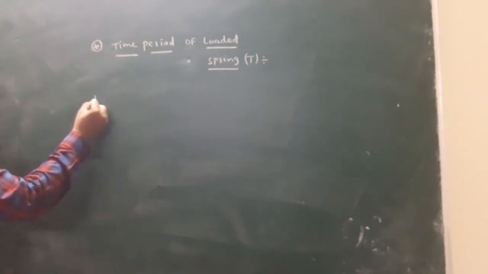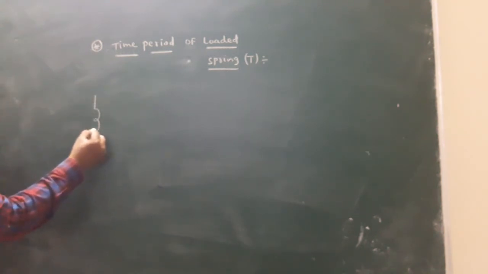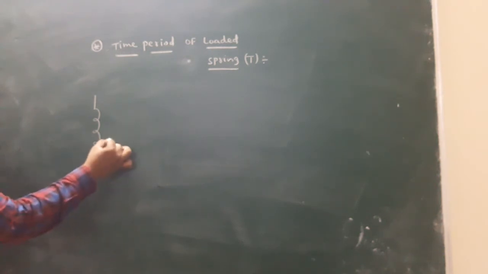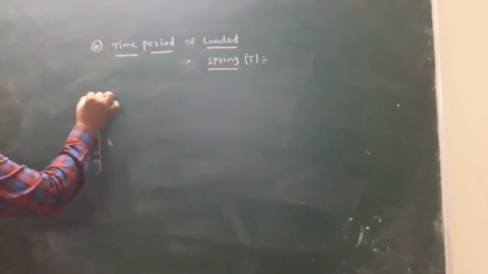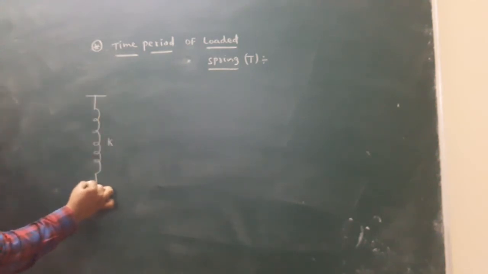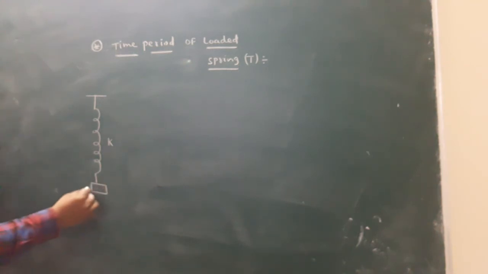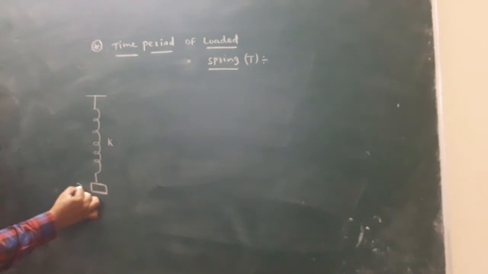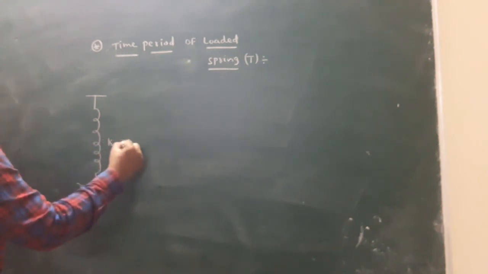Here is the spring. Please listen to the concept. Spring constant K. One end is fixed and the other end is attached to the load. This spring is called a loaded spring. One end fixed, the other end of the spring is attached to the load. This load is M.